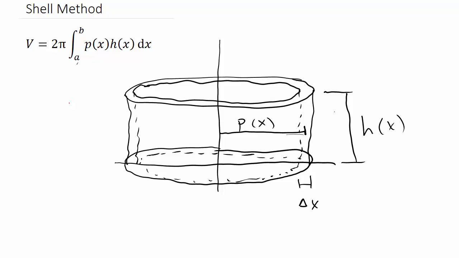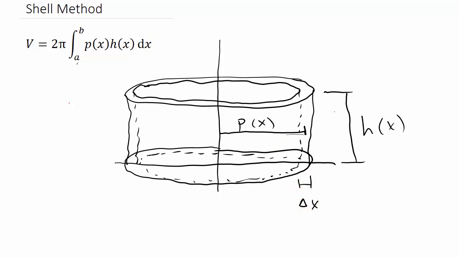Alright, so here's my third example using the shell method. So we have the volume is equal to 2 pi times the integral from a to b of p of x, which is the radius. That's the distance from the axis you're revolving it around to the center of the rectangle or the edge of the shell. Okay, now the rectangle will represent the edge of the shell, times the height, which is the h of x, which is the height of the shell or the height of the rectangle, times the thickness of the shell or the thickness of the rectangle, dx or delta x.